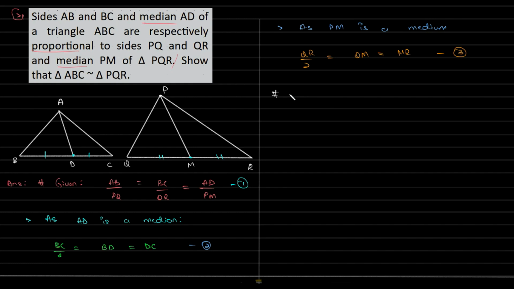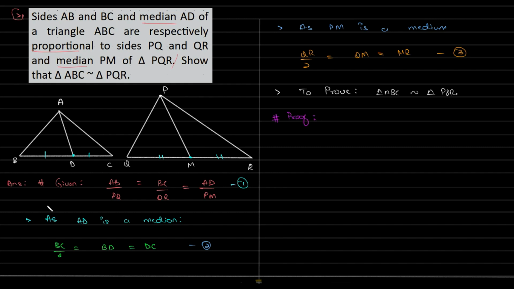And then, let's make a mention of what we have to prove. Looks like a big question. So to prove, we have triangle ABC is similar to triangle PQR. And now the proof.